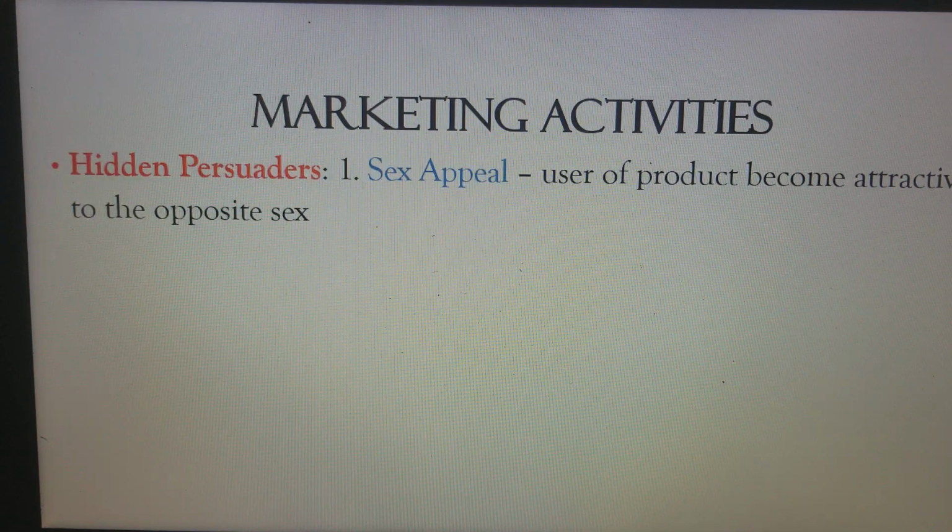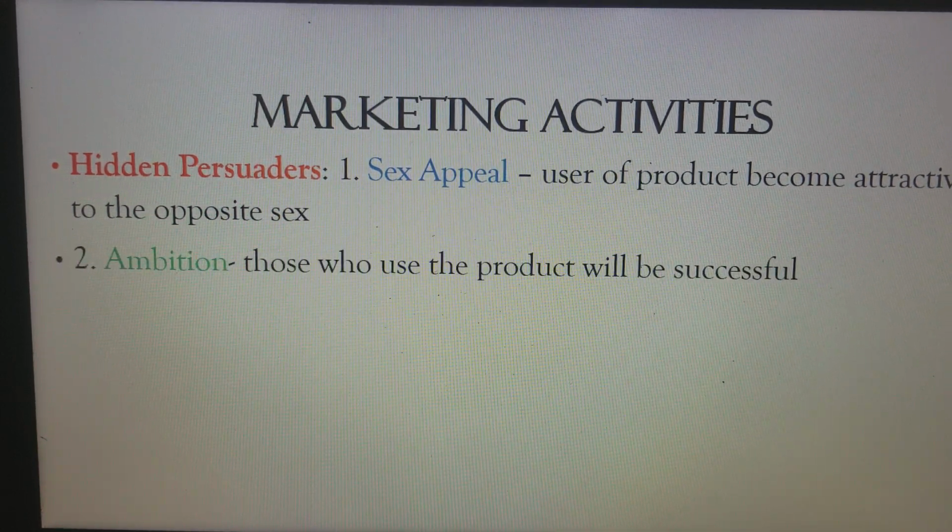We have what is called hidden persuaders. So you will see that many times on your television when advertisements are shown. Sexual appeal, first and foremost. This is where the user of the product becomes attractive to the opposite sex. So they use one sex to display the use of the product in order to draw attention from another sex. Secondly, ambition. They may show that those who use the product will be successful. So they may skew the activity in the advertisement to show that there are people who use it and are successful, and therefore if you have ambition, you're going to use it to be successful.